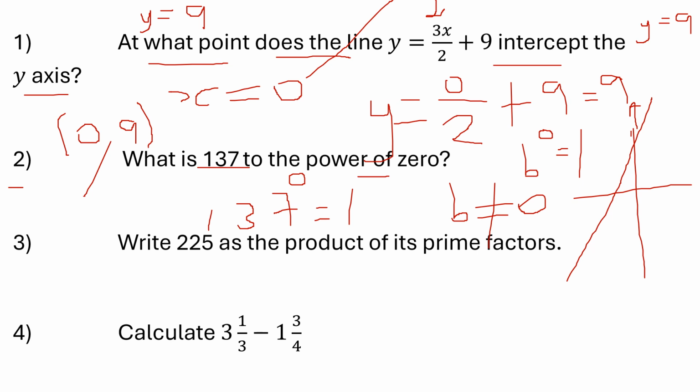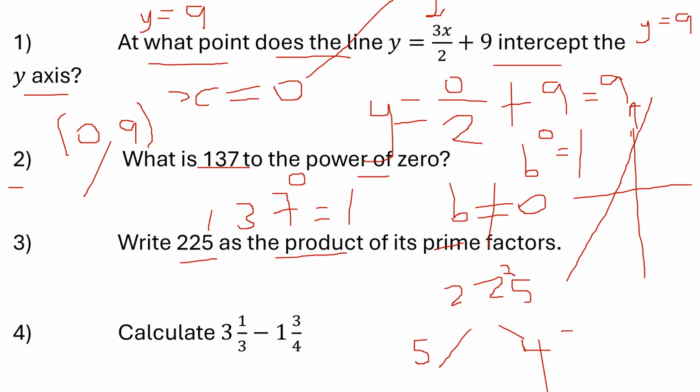Question number 3. Write 225 as a product of its prime factors. So, factor decomposition. It ends in a 5, so divide it by 5. Let's work it out. 5 into 22 goes 4 times, with a remainder of 2. I'm doing bus stop in my head.